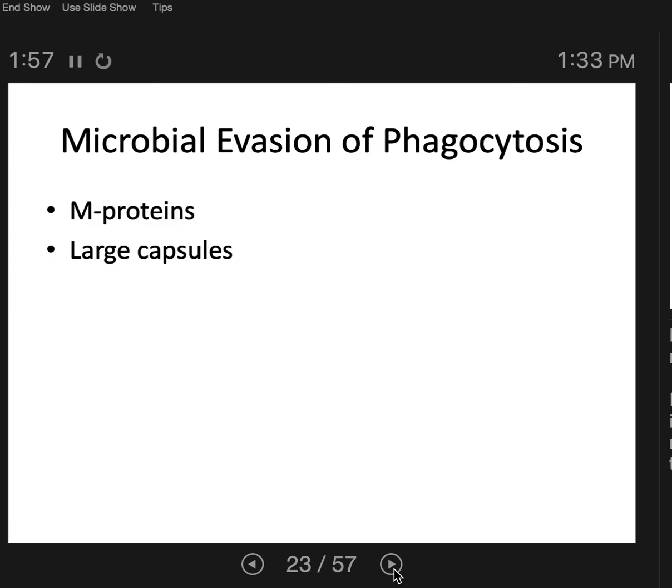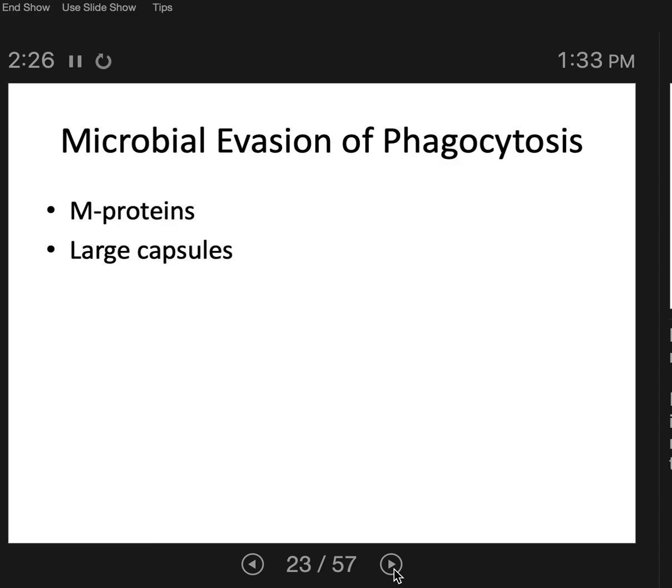Large capsules. That's another way microbes can evade phagocytosis. If a microbe has a very large capsule, it can be hard for a phagocyte to physically reach its pseudopodia around the bacteria, especially given the negative charge repelling the phagocyte. Remember that some bacteria have capsules made out of glycocalyx. These are very large. It's difficult for phagocytes to reach their pseudopodia around.